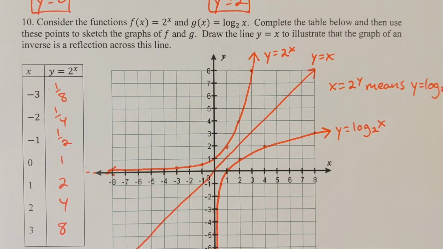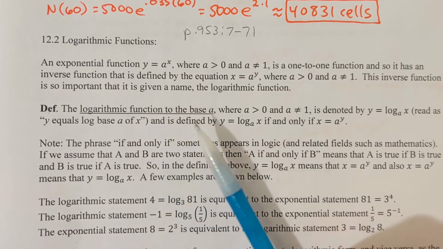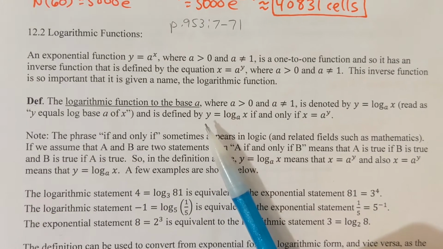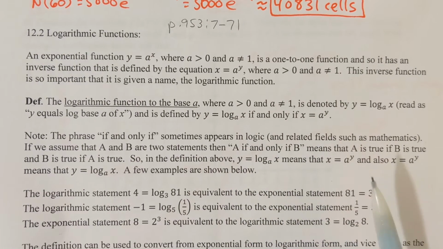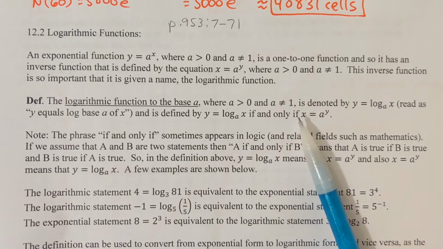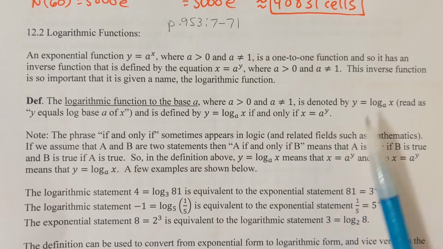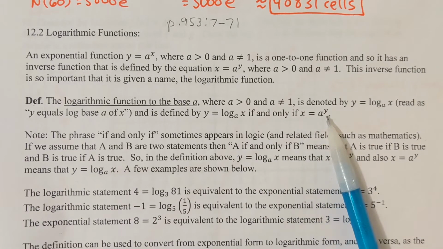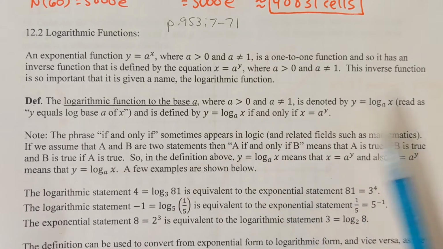Okay, I'm going to get back to section 12.2 now. We're talking about logarithmic functions, and in the previous video I had defined the logarithmic function to the base a. Okay, y equal log base a of x means x equal a to the y. This is an if and only if, so I could read this statement beginning to end or end to beginning. Both are true, right? So I could also say x equal a to the y means y equal log base a of x. That's what we mean by if and only if.